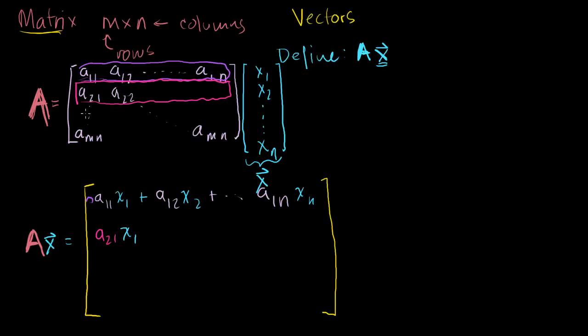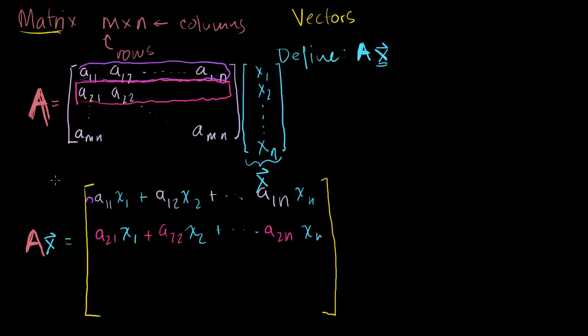We'll just do the whole thing over again, but this time we're multiplying this row times this column vector. So A21 times x1 plus A22 times x2, all the way until we get to A2n times xn. So we multiplied this entire row times that entire column, this term times that term plus this term plus this term, all the way down to this last term times that last term.